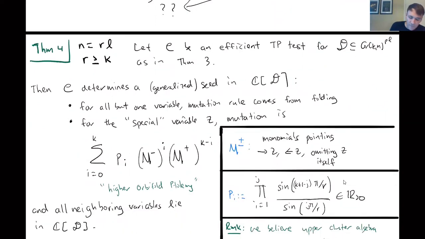Let C be an efficient TP test for the positive component, as I described in my previous theorem, theorem 3. So to remind you, those things are constructed by you pick a really symmetrical cluster for the Grassmannian, you delete the variables that are not symmetrical, and then the leftovers are what you want. Okay, so I claim such a thing gives rise to a generalized seed in this algebra of functions on this positive component, this Richardson variety.